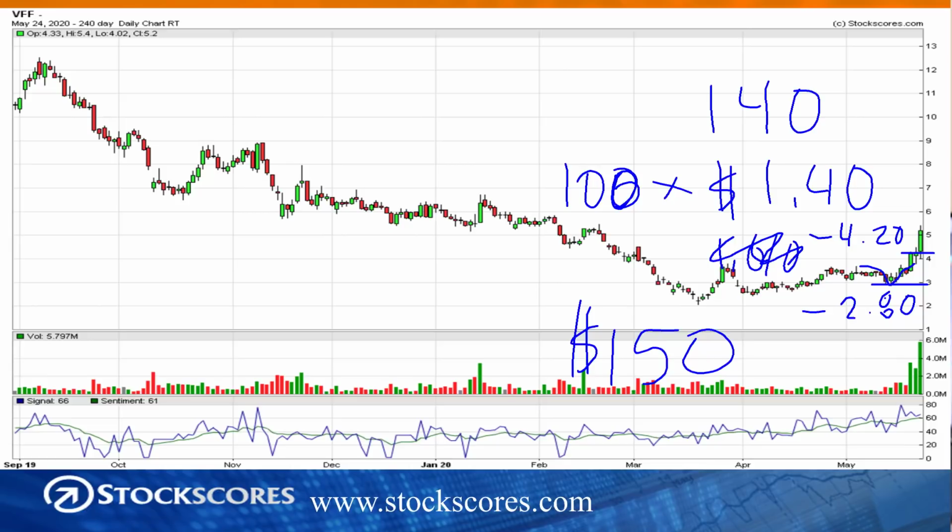So very simple calculation, and to summarize, we take the entry price, we subtract from that our stop loss price. In this case, it's about $2.80. The entry price was $4.20, and so the risk was $1.40 per share. And if we're willing to lose $150 in any one trade, we would buy 100 shares.